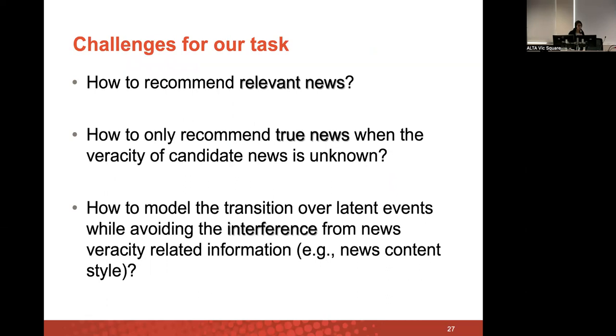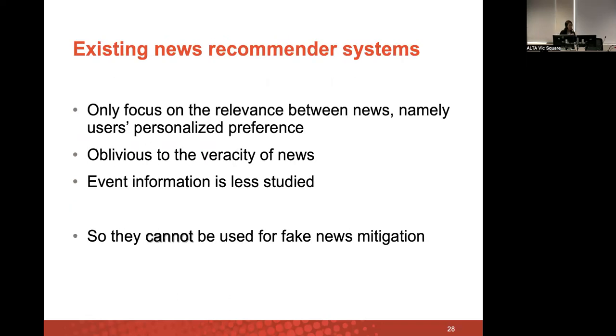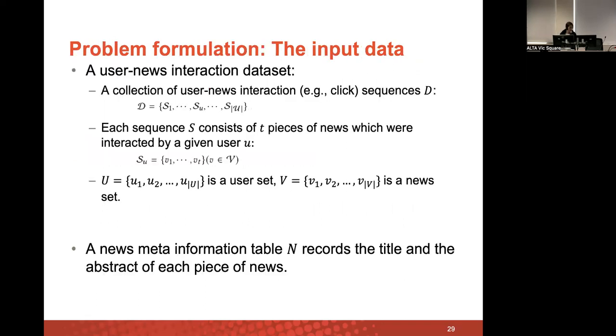So the challenges for our task, of course, first is how to model the user interests so that we can recommend relevant news. The next is how to recommend only true news, because we want an end-to-end model. And then how to model the sequence of events or the sequence of news topics from the reading history of someone, how to model the transition so that we can infer users' underlying interest from the transitions of news reading history. I can skip this one, because this is talking about how the existing news recommender systems focus on the relevance between news and users' personal interest, personal preference. So we can't use them for misinformation mitigation directly.